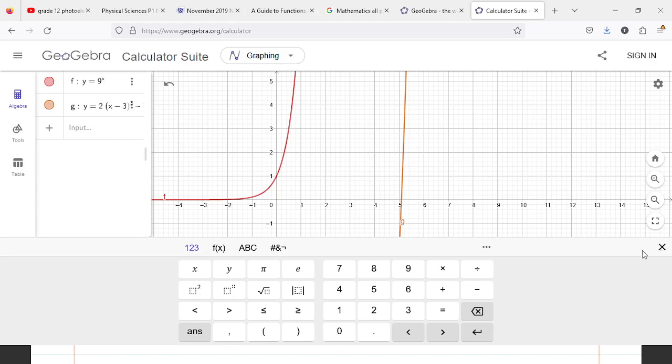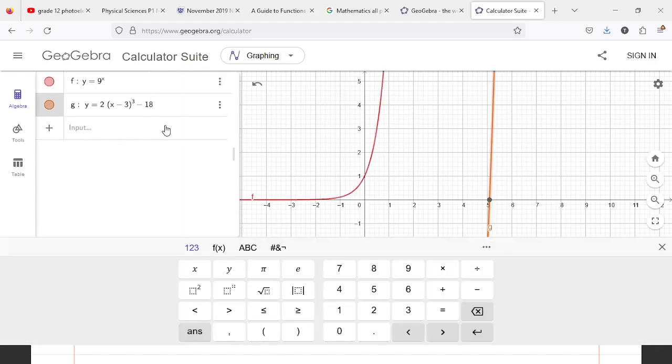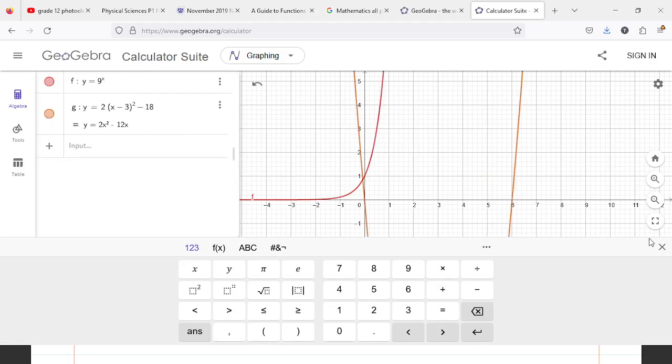Okay, nothing fancy in it. So let me see if I have that copied. I did not copy that correctly. No wonder I have a cubic function. So this should be a square. Okay, there we go. There, now it's a parabola.